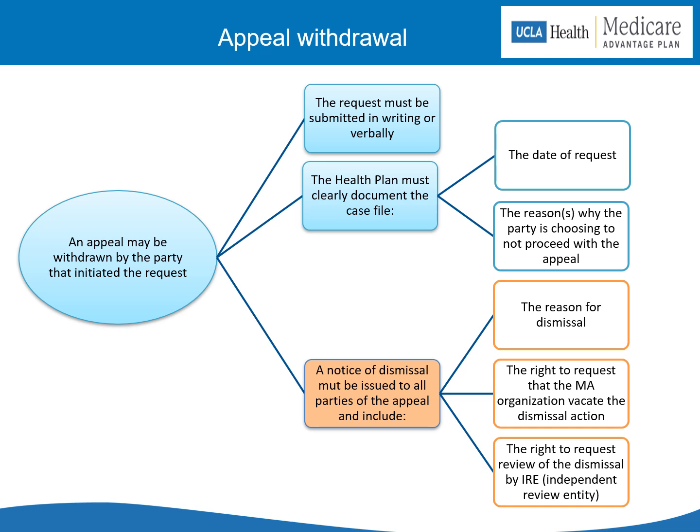In addition, the health plan must send a dismissal notice to all involved in the appeal, provider on behalf of member, AOR, etc. The letter or dismissal notice must include the reason for dismissal. We need to include their two rights, which are the right to request that the Medicare Advantage plan vacate the dismissal action and the right to request a review of the dismissal by IRE. And a little more in the next slides.